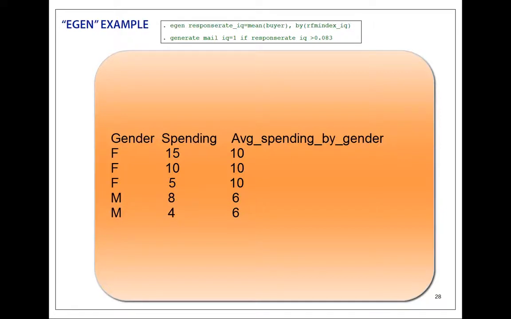And then for the males, the average is $6. So the egen command will calculate this $6 and then assign this 6 to these 2 male customers. And the new variable name, of course, again, is average spending by gender. Okay, so that's what we're doing here.